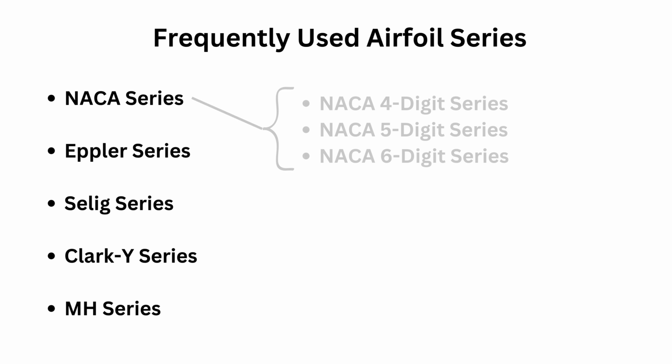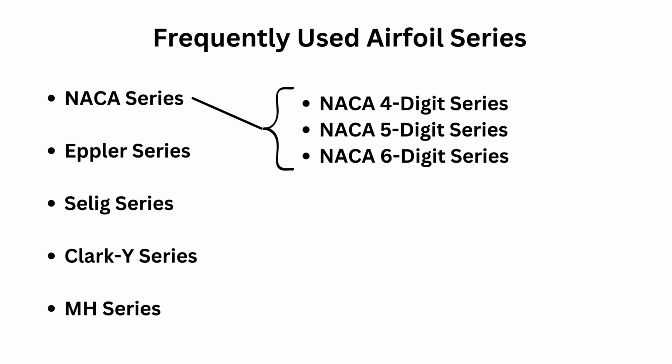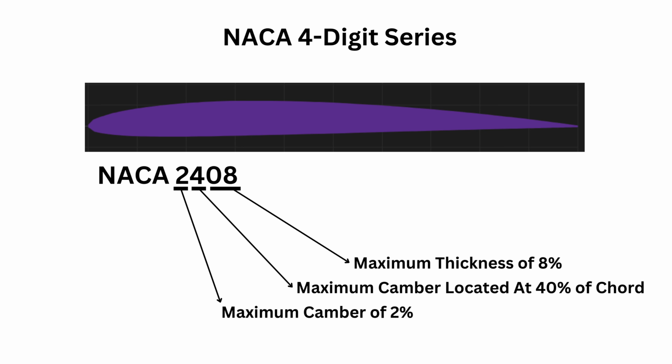They developed a way to parameterize specific airfoil shapes using just 4, 5, or 6 numbers. This way they were able to study airfoil shapes more systematically, which is why NACA airfoils remain popular to this day. For example, NACA 4-digit airfoils are parameterized using 4 numbers. The first number represents the maximum camber of the airfoil as a percentage of the chord, the second represents where the maximum camber occurs along the chord, and the last two give the thickness of the airfoil as a percentage of the chord. For example, NACA 2408 has a 2% camber at 40% of the chord and an 8% maximum thickness.